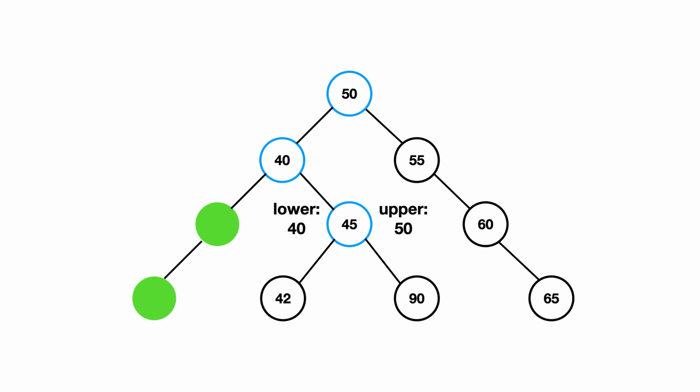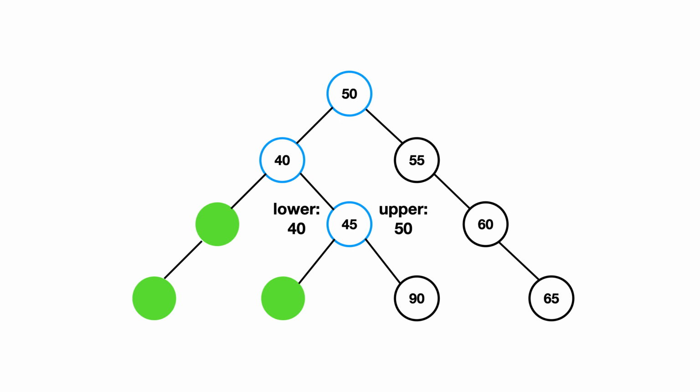Well, 50 was our previous upper bound, and now when we go right, we also set our lower bound to 40. So all items must be larger than 40, but still less than 50, because they exist in 50's left subtree. 45 is valid, it's between this range. So we go left. Now our upper bound is 45. So anytime we go left, we always change the upper bound because all items must be smaller than this item. Our lower bound is still 40 because we haven't gone right since moving into 40's right subtree.